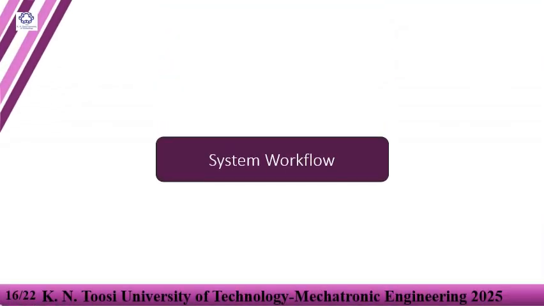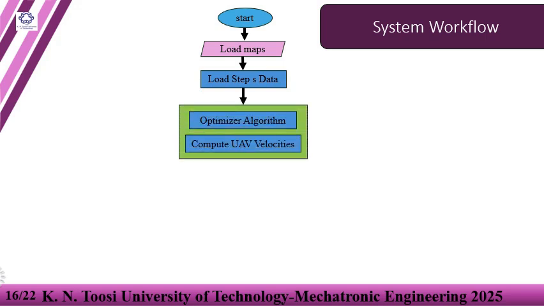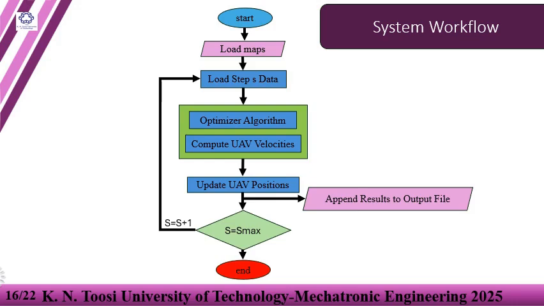Up to this point, we checked the different parts step by step. Now, let's take a look at the overall view of how this simulation works. First of all, we load the map. Then we set the time step we are in. Then we ask the optimizer to find the best position for the UAVs. The optimizer finds the speeds, so they must be converted into positions. And finally, we save the data.